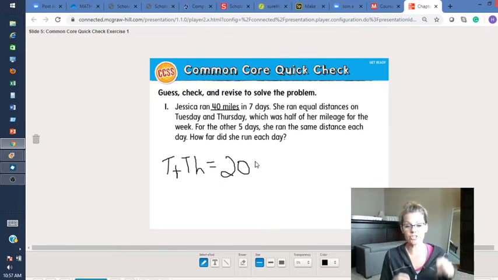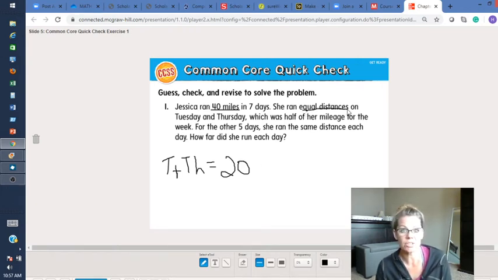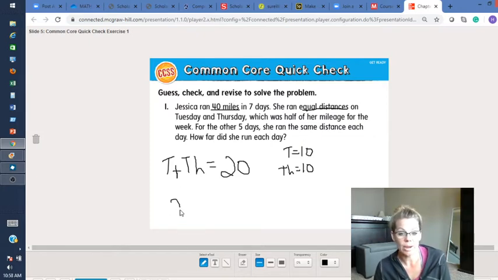So if Tuesday and Thursday she ran 20 miles and she ran an equal distance on Tuesday and Thursday, how much did she run each day? So she ran on Tuesday, she had to have run 10 miles. And on Thursday, she had to have run 10 miles. Okay, so how many miles did she have left over? She ran 40 altogether. She has 20 miles left.